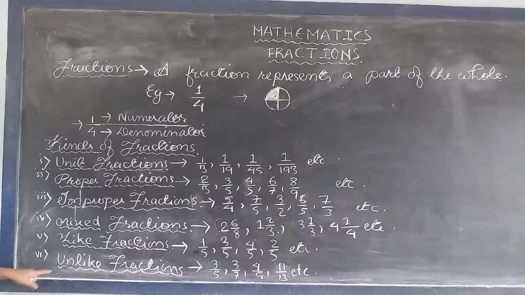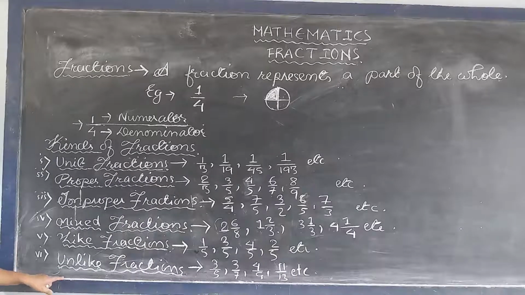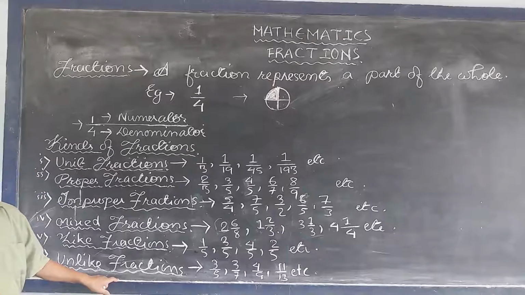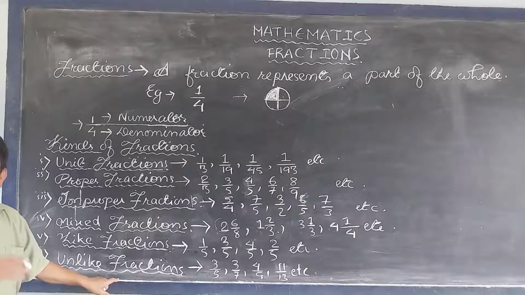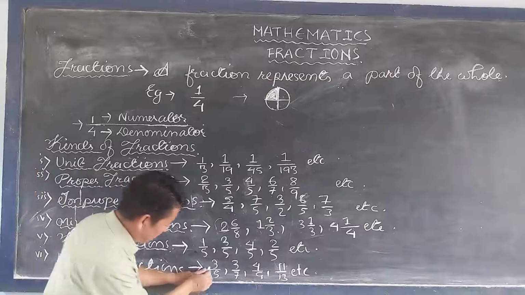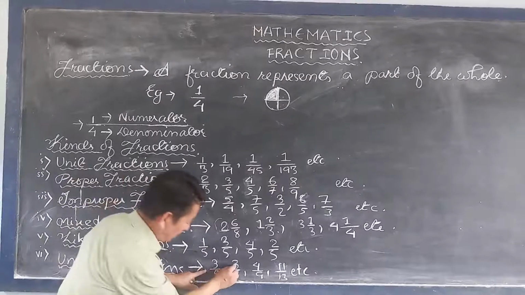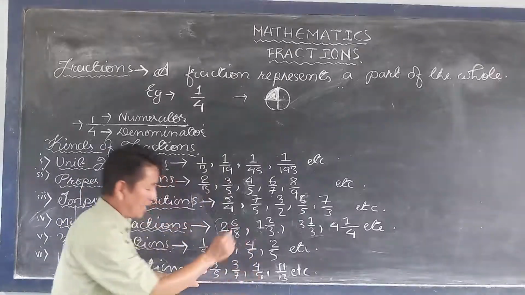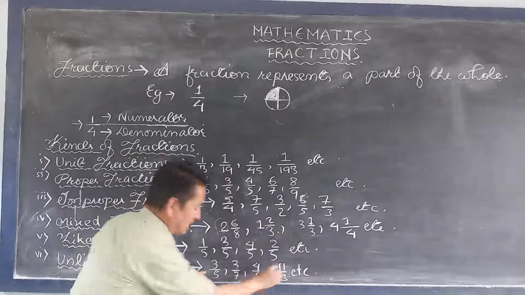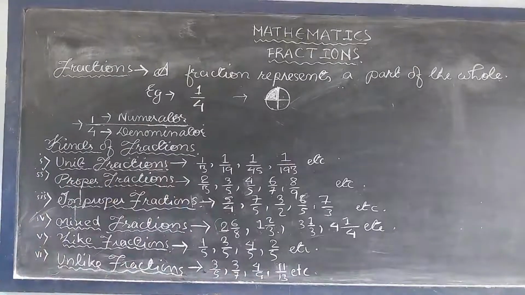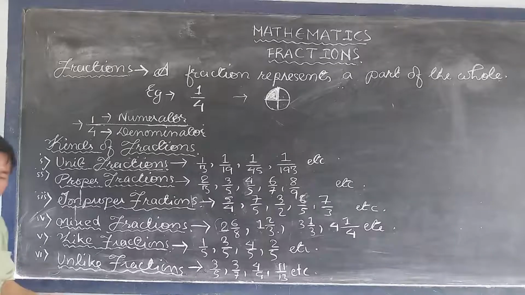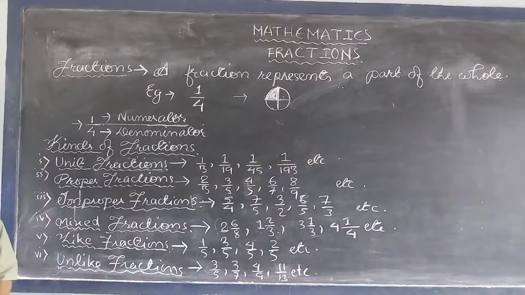Now next here, unlike fraction. Fractions whose denominators are different are called unlike fractions. As you can see here, 3 by 5, 3 by 7, 4 by 9, 11 by 13, etc. These are unlike fractions, as their denominators are different.